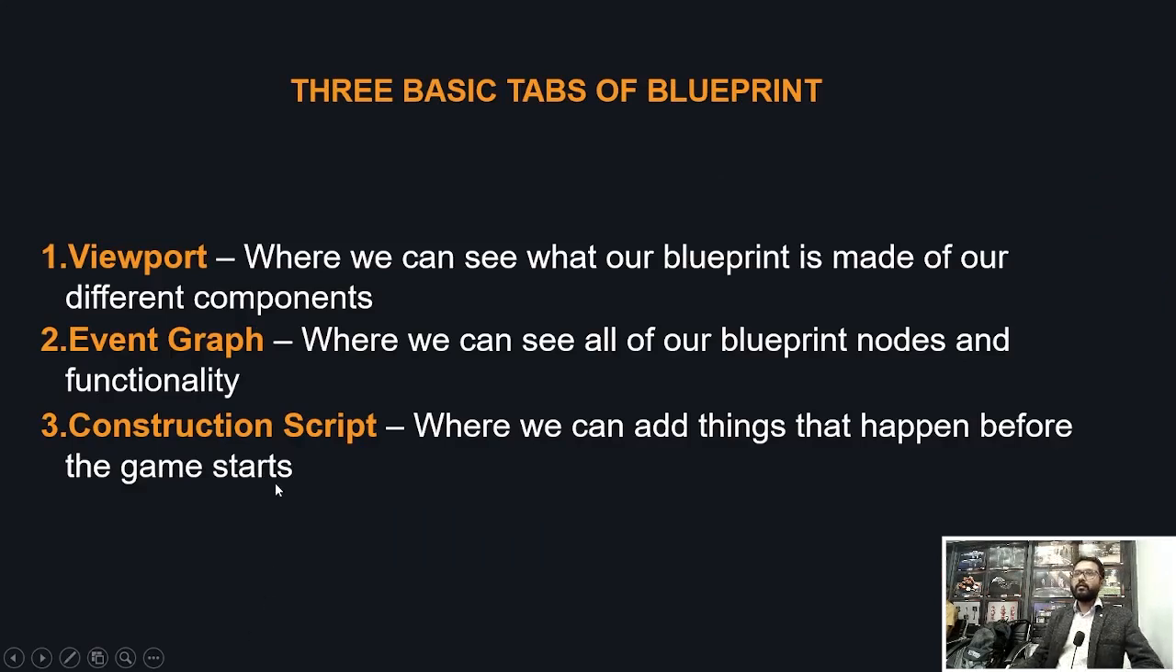And these are the very basic but very important tabs in Blueprint. The viewport tab, where we can see what our blueprint is made of, our different components. The event graph, where we can see how all of our blueprint nodes are functionally used. Construction script, where we can add things that happen before the game starts.